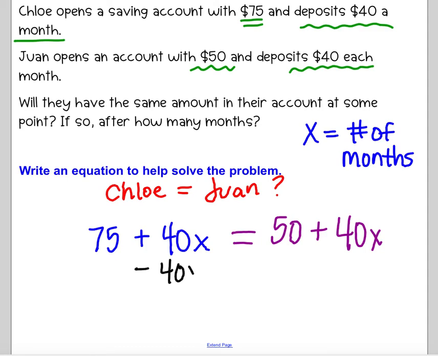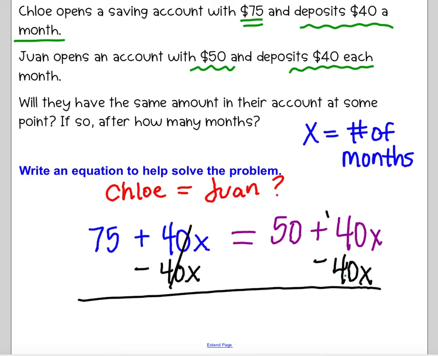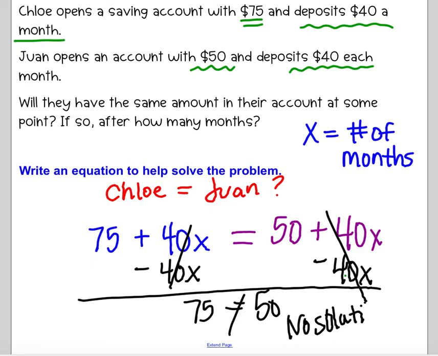Let's eliminate our variable terms on the left and on the right. Does 50 equal 75? No. This is a no solution problem. And what that means is there is no amount of months that can go by where Juan and Chloe will ever have the same amount of money in their bank account, because they're depositing the same amount each month. But since Chloe put in more at first, she will always have more money than Juan. And that's it. Let's go try some on our own.